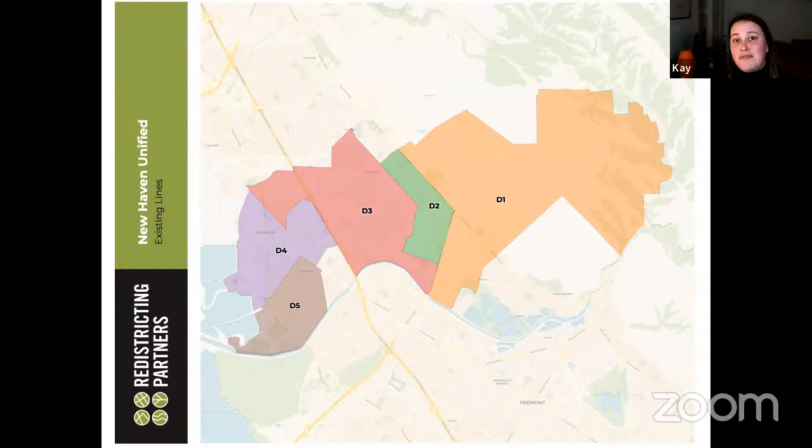Now that we've defined communities of interest and gone over our traditional redistricting principles, we're going to look at our 2020 census data. Here are our existing lines for New Haven Unified School District.